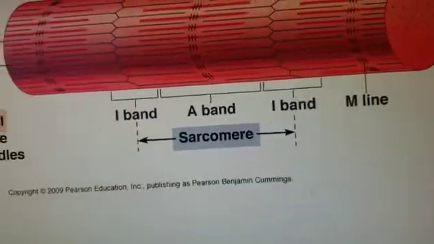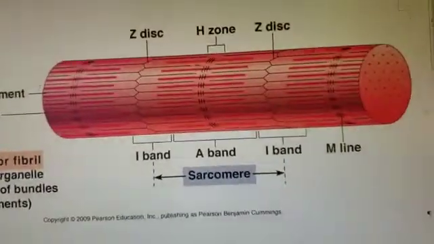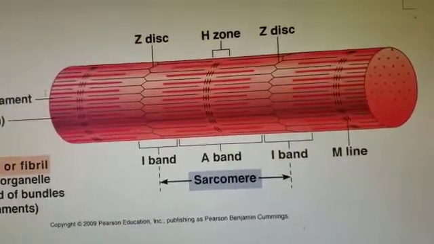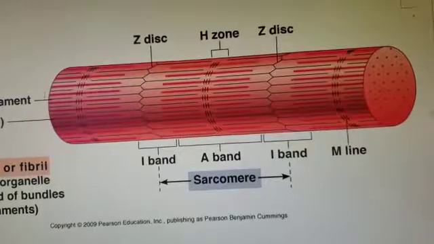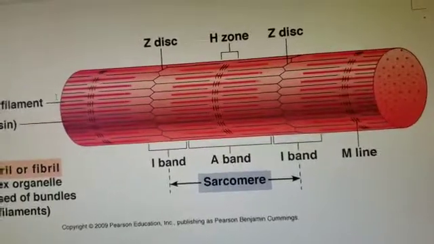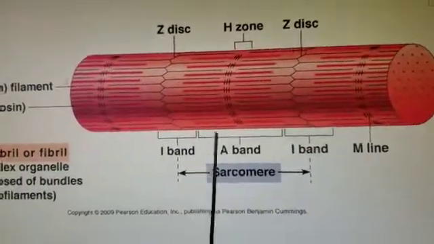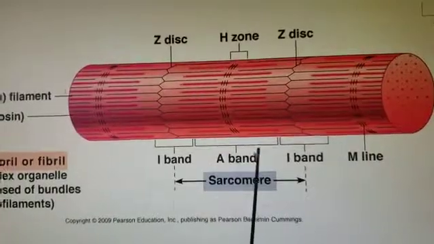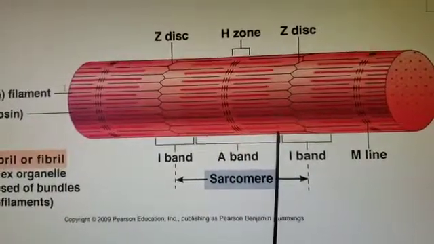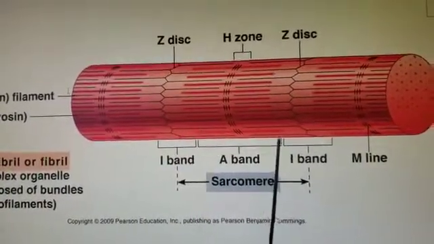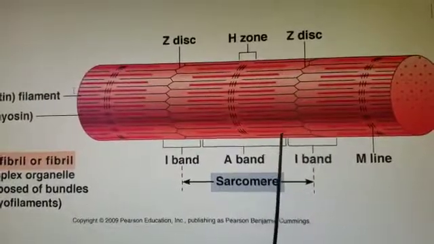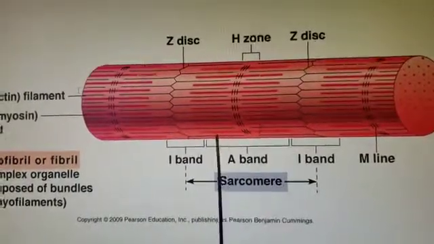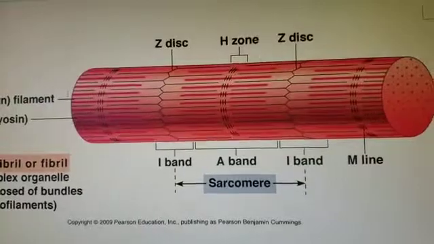The A band is an area where myosin filaments are. This may include regions with overlapping actin filaments. So here's the A band. It's right here, which we're going to see when they contract why it says overlaps between actin and myosin.